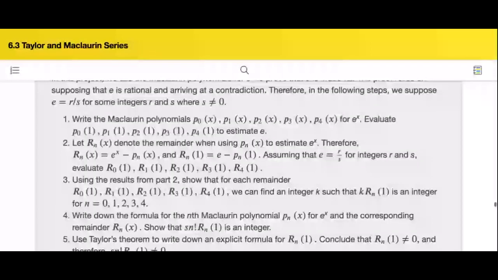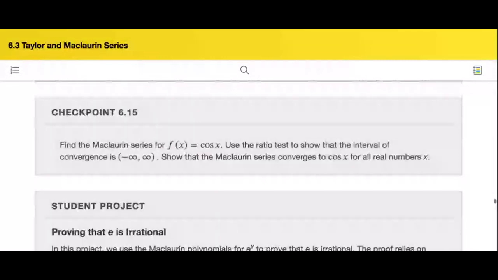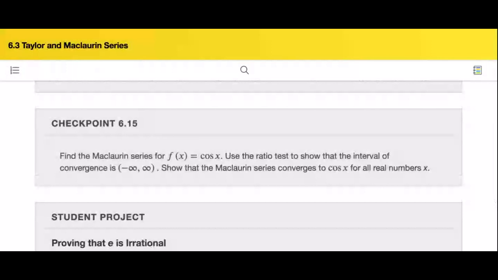Okay, that's for today. I think we can spend a couple minutes to try the work. Let's try 6.15 first. So, this is cosine x. Use the ratio test to show that the interval of convergence is all real numbers. Show that the Maclaurin series converges to cosine x for all real numbers of x.